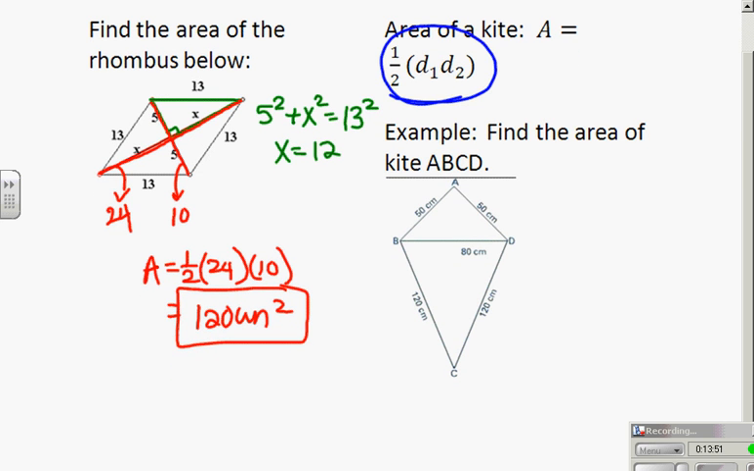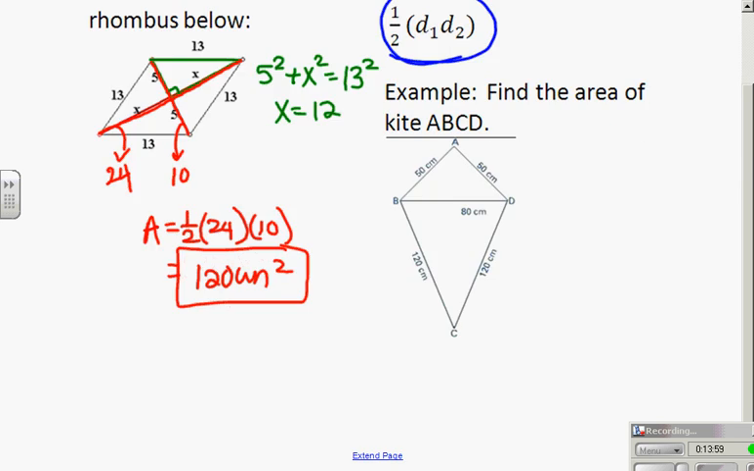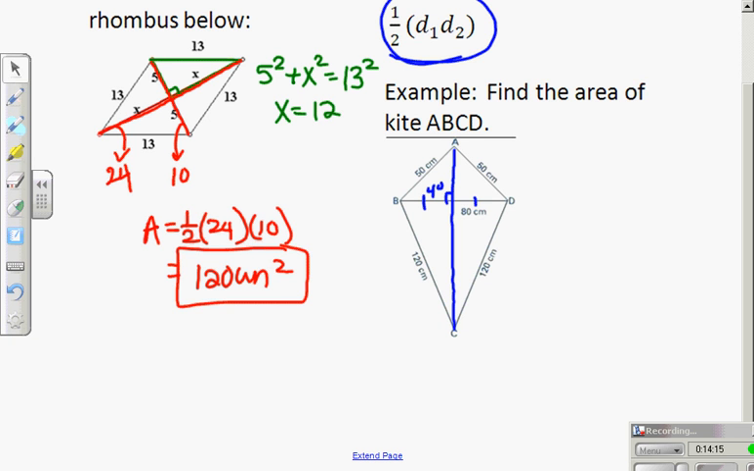Our last one goes back to kites. And kites have the same area formula, 1/2 diagonal 1 times diagonal 2. Now in this example, it doesn't look like we have enough information again. But if you remember back, the diagonals of kites are perpendicular. And in fact, this one that I just drew in blue bisects the other one, which makes these 40.